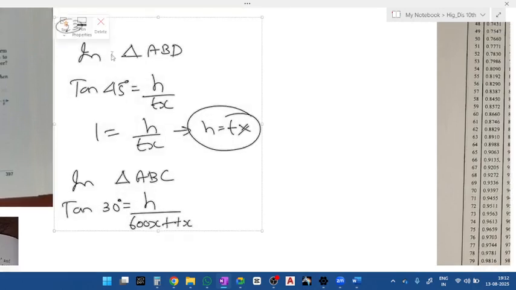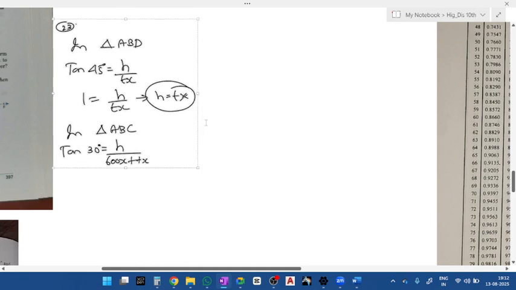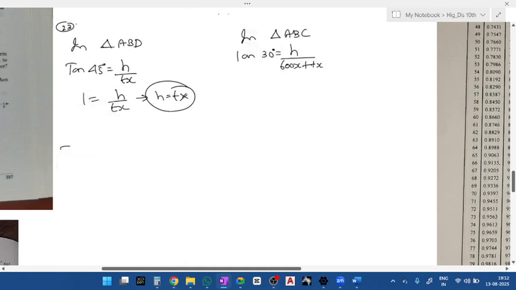Yes, 1 by root 3. Wait, let me write it on the right side. So tan 30, this is equation 1. 1 by root 3 is equal to h.